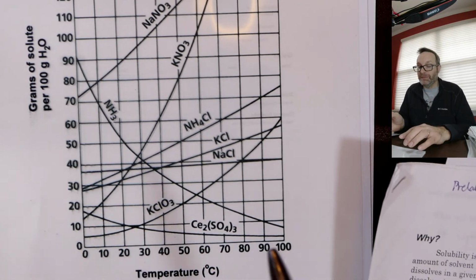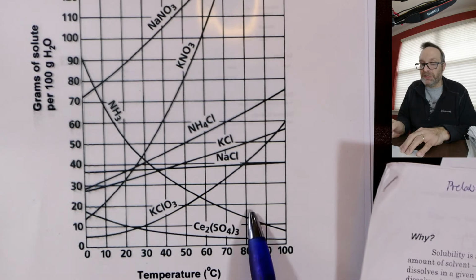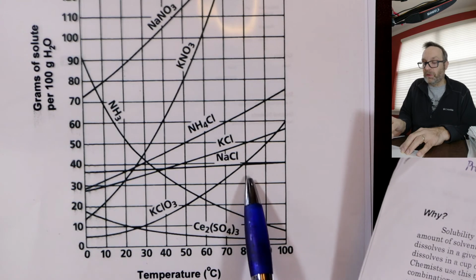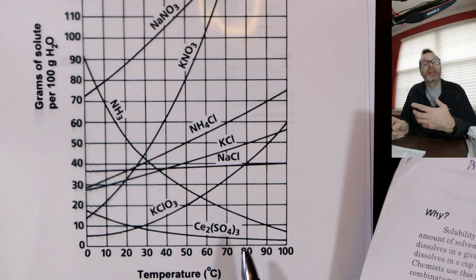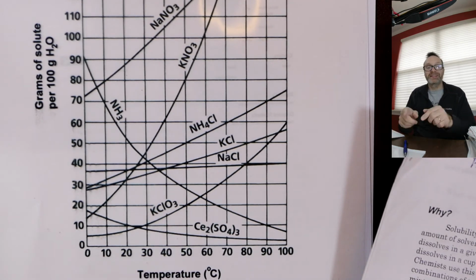So imagine I'm making a potassium chlorate solution at 80 degrees C, right? How much can I dissolve in there? 40 grams, right? I can dissolve 40 grams of potassium chlorate at 80 degrees C in 100 grams of water. Fair enough, yeah. So let's pretend I make a saturated solution. Fantastic, right?